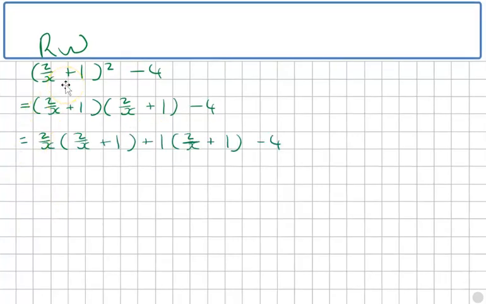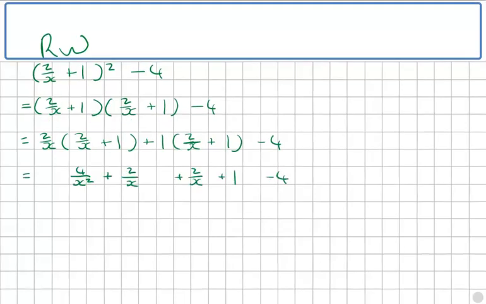So cracking open the egg, the first egg, the 2 over x comes down and gets stuck onto the second egg. And then the plus 1 comes down and gets stuck onto the second egg. And then you bring down the minus 4. Then multiplying out your brackets, 2 over x times 2 over x is 4 over x squared. 2 over x times 1 is 2 over x. 1 times 2 over x is 2 over x. And 1 times 1 is 1. And then you bring down the minus 4.